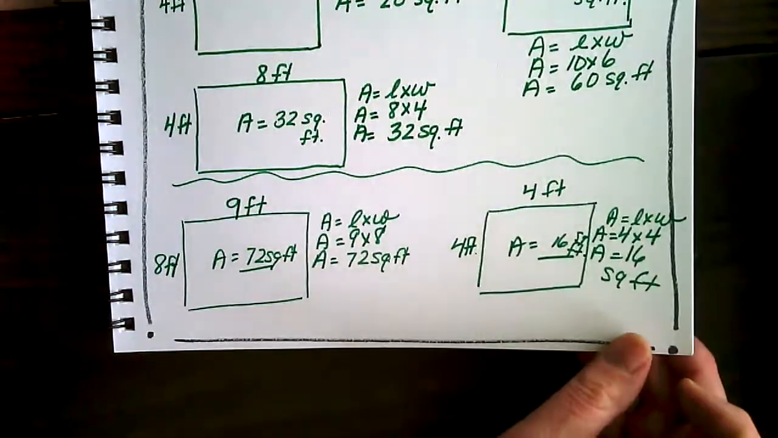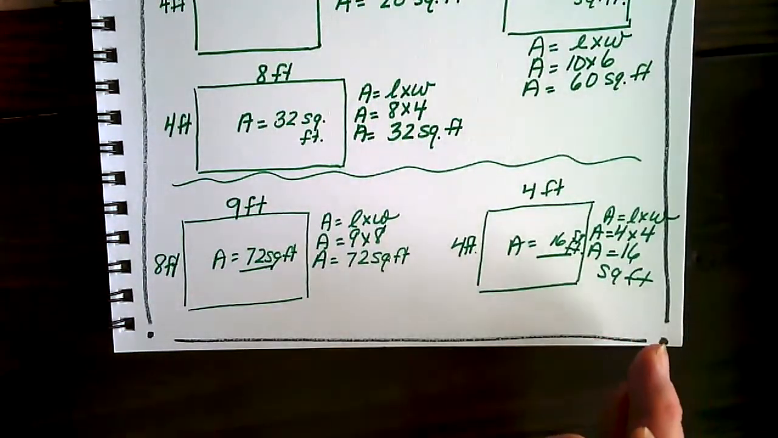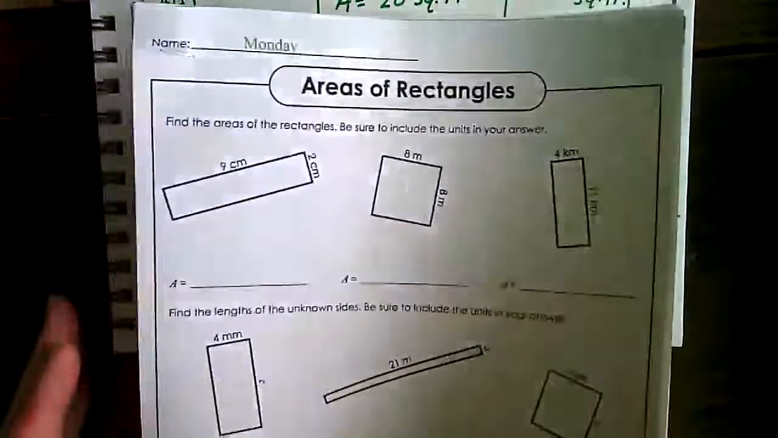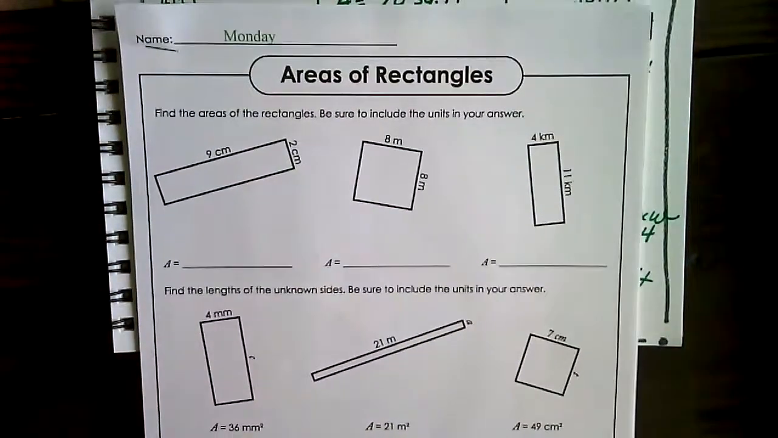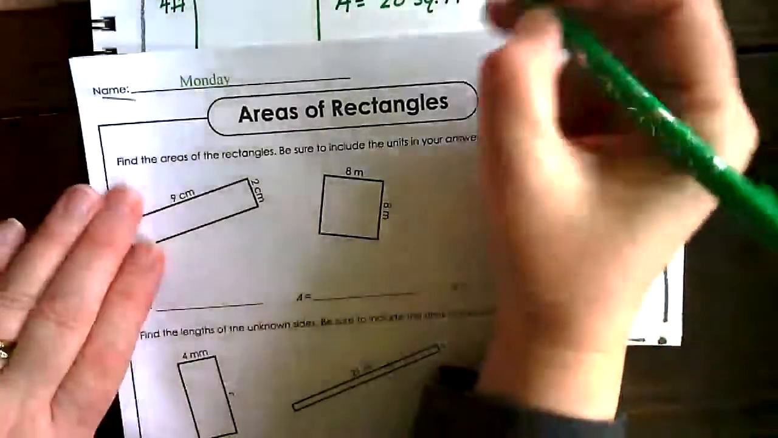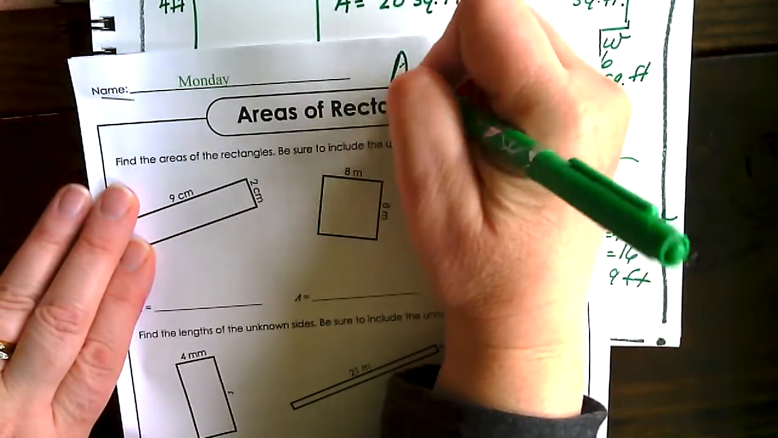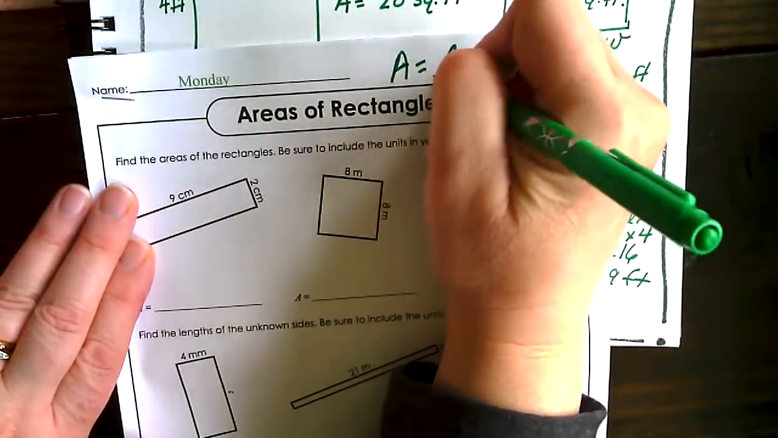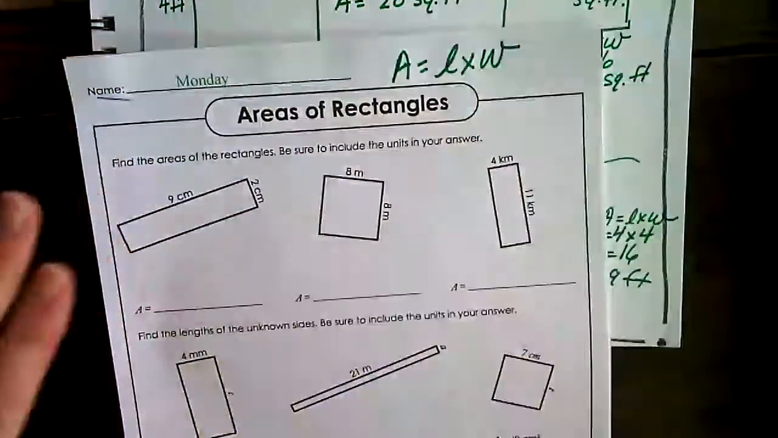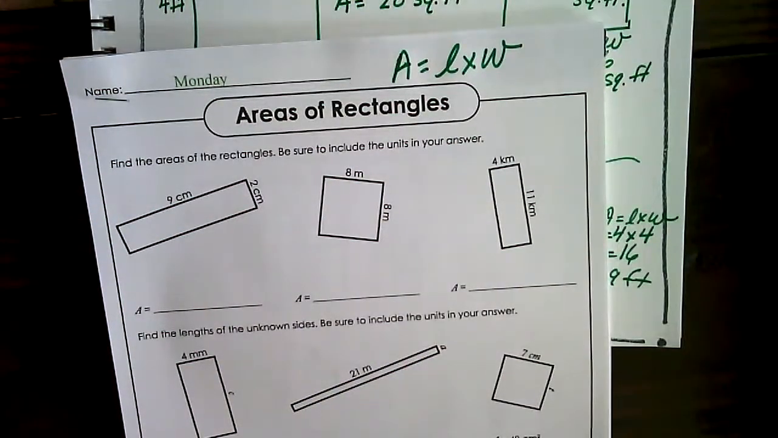Okay, so just to quickly recap, today when you go off to work, you are going to be finding the area of certain shapes, just like we practiced today. Here's something I want you to remember and maybe record at the top of your paper when it's time to work: that area equals length times width. Okay, go ahead, good luck with that.